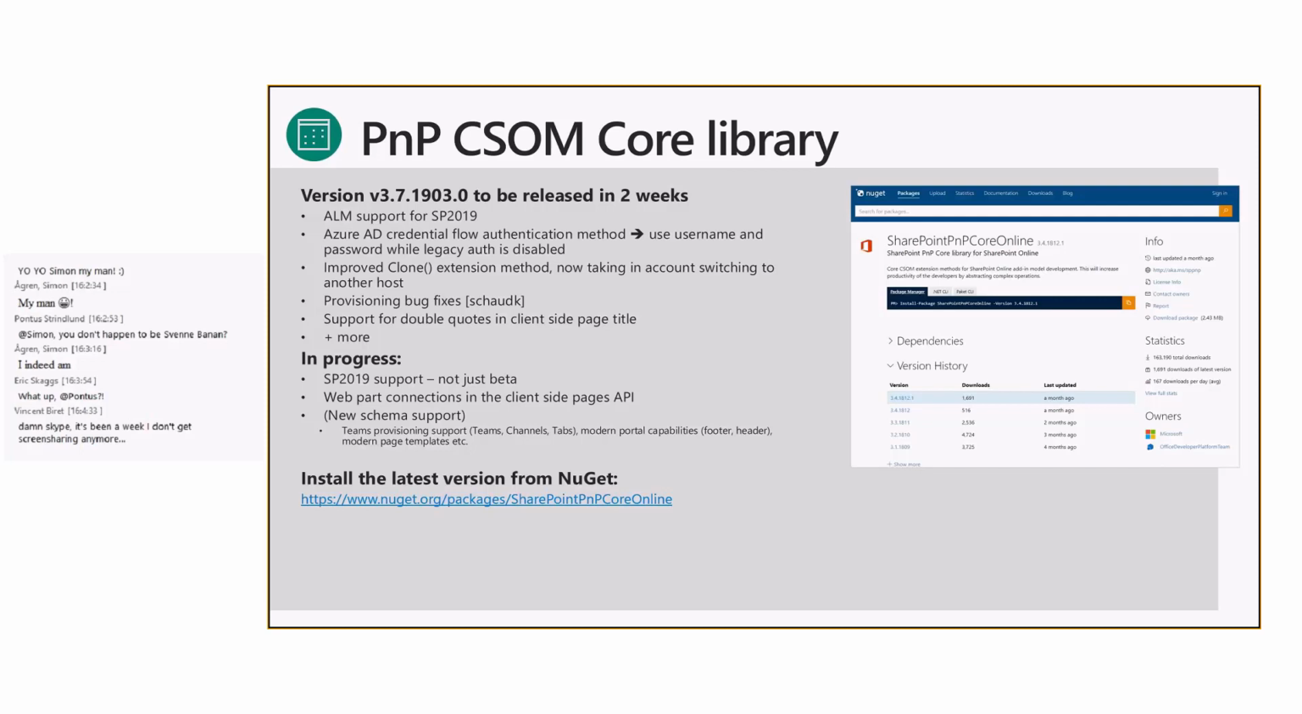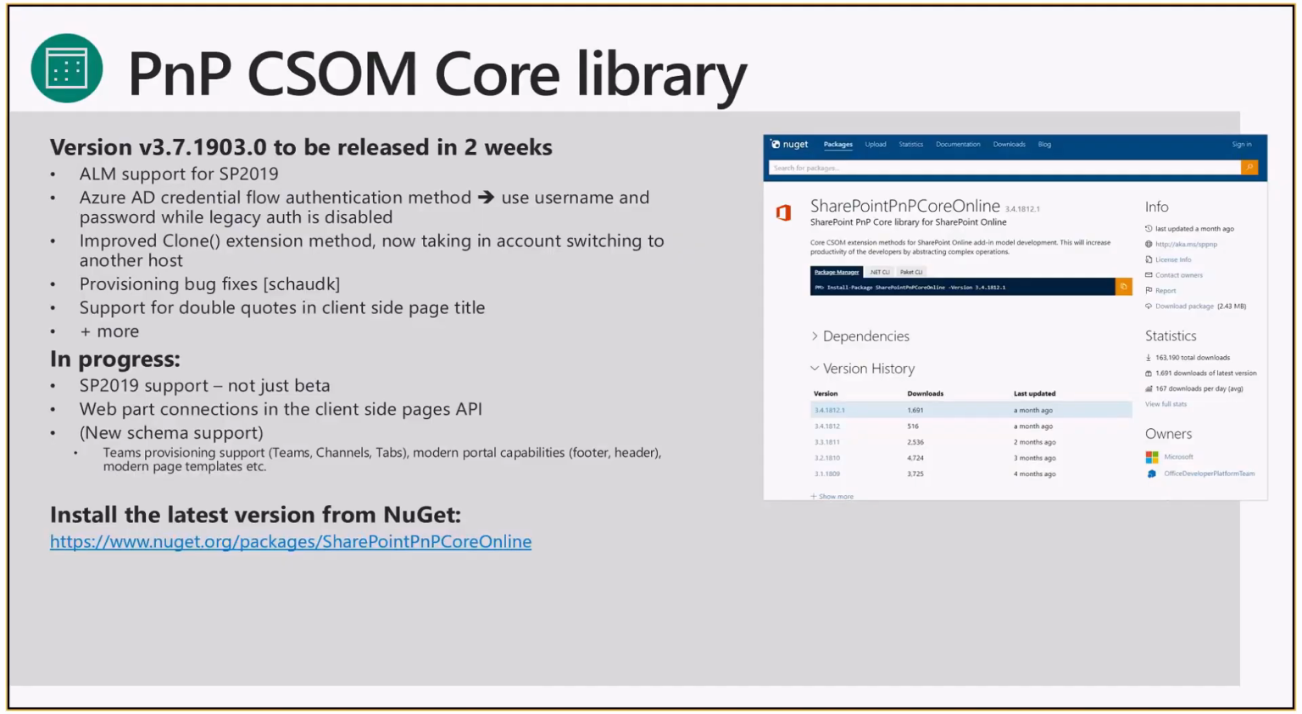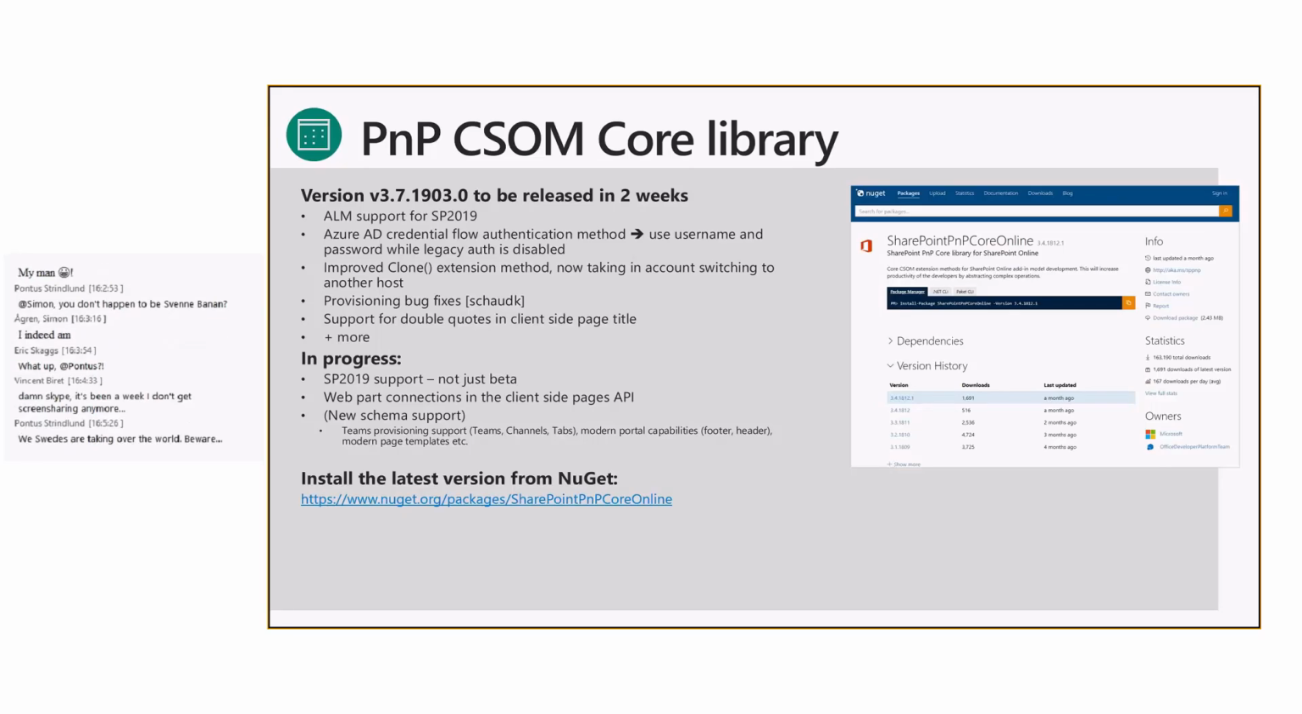Another fairly cool thing is Azure AD credential flow authentication. You might have customers today that have disabled the legacy auth in their tenant, because we made it quite easy. You go to your tenant administration, you can just check a box, and then legacy auth is disabled, which implies that if you use a username and password, bang, it doesn't work anymore. It just blows up, right? Now, with this new Azure AD credential flow, you can still use username and password, but then we go to Azure AD and get an access token and bypass the legacy auth problem.